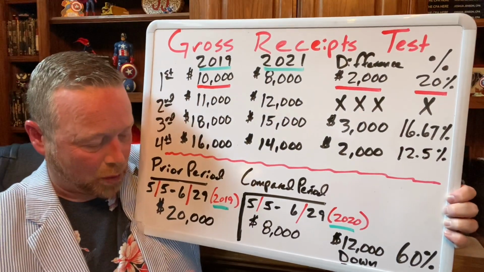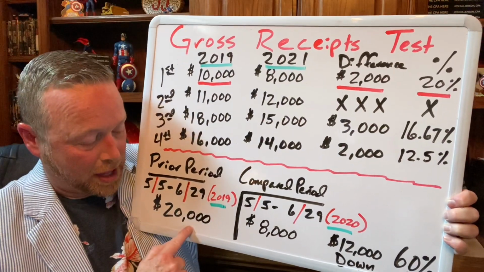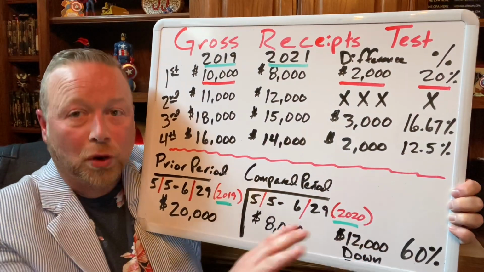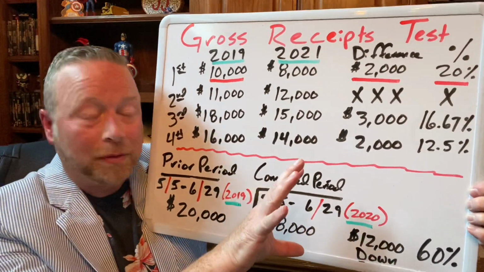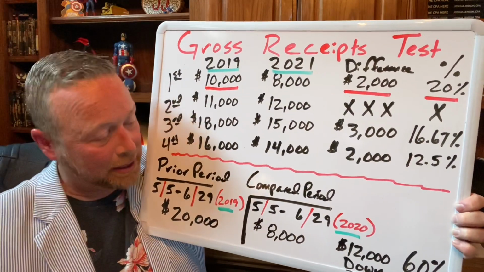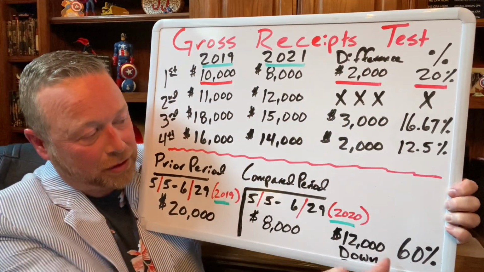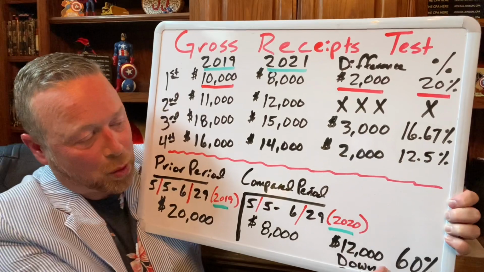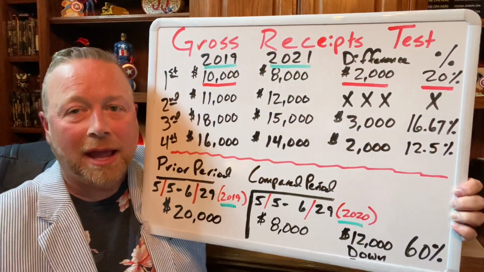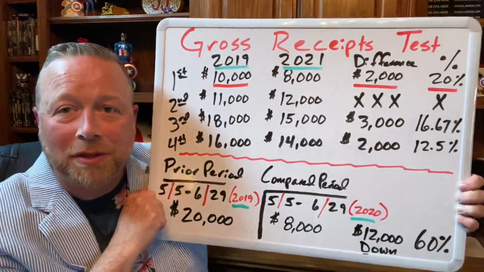So all you do is figure out what's the difference of the prior period of time to the period of time that I want to compare it to. What's that difference? So if in 2019, this period of time, the gross receipts was $20,000, but in 2020, that's $8,000. So what's the difference? $12,000, right? So what's 12,000 divided by 20,000? Well, it's 60%.